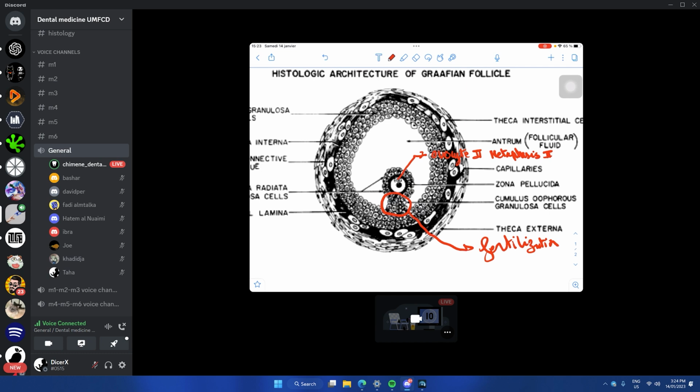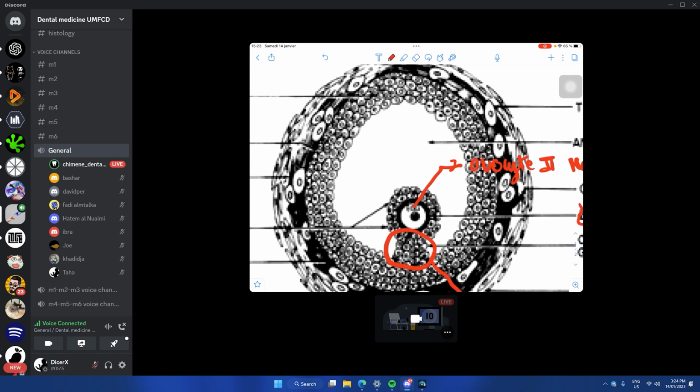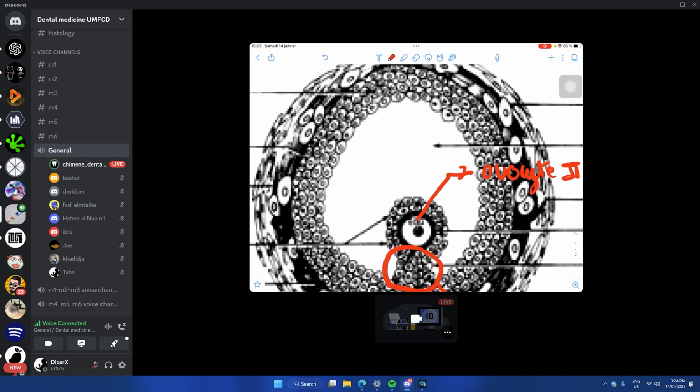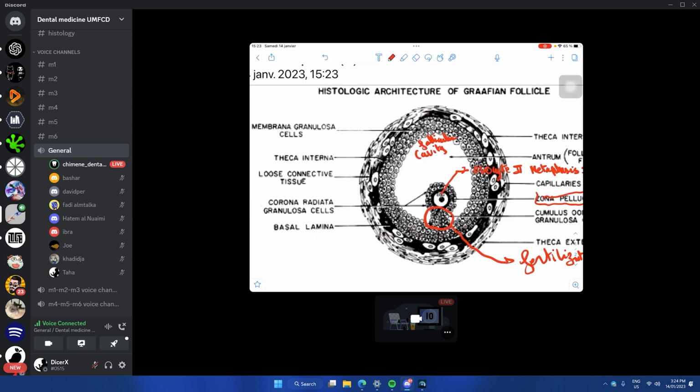The oocyte is protected by some layers of cells called the zona pellucida. And here you have a cavity. This cavity is the follicular cavity. The follicular cavity is filled with follicular fluid. It will also provide nutrition for the oocyte, and that's it for the Graafian follicle.